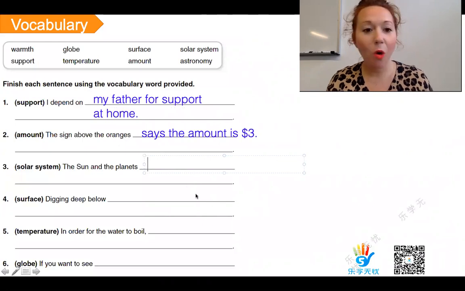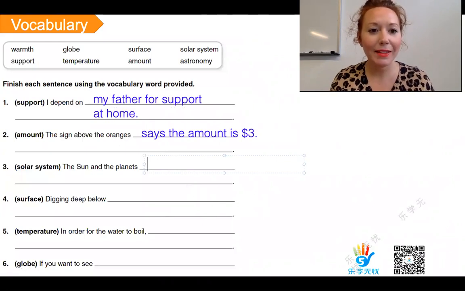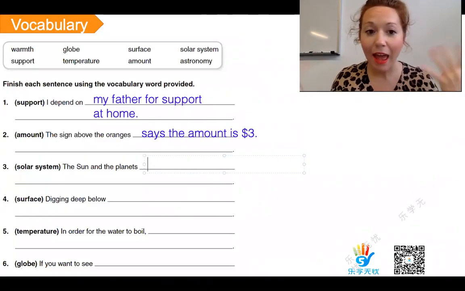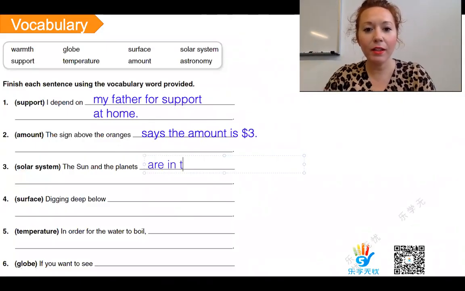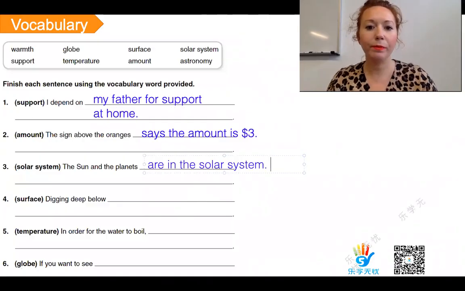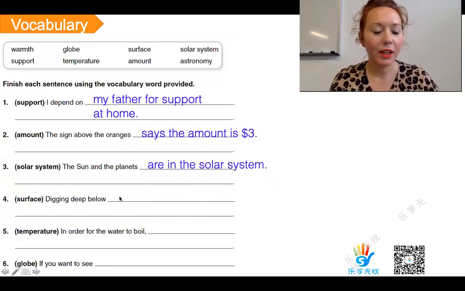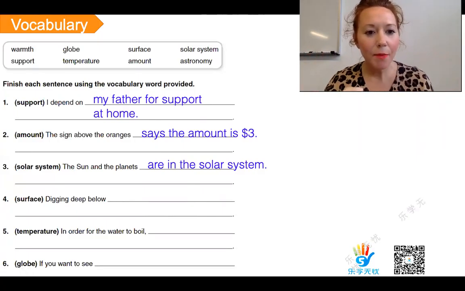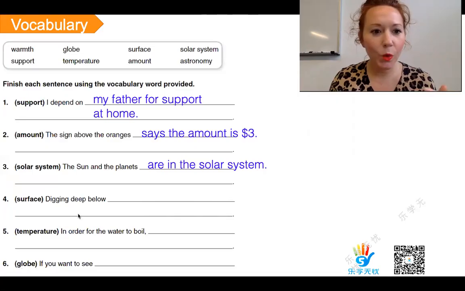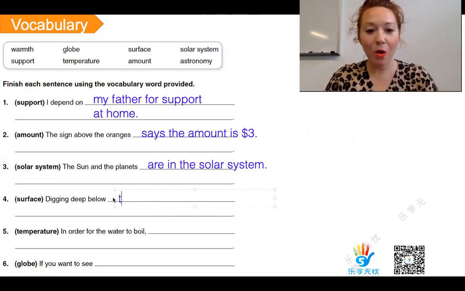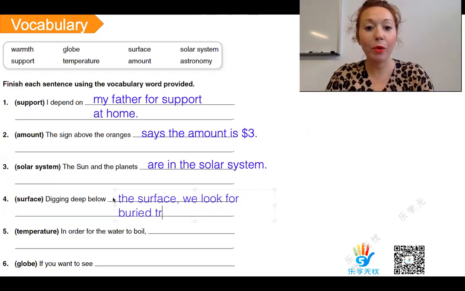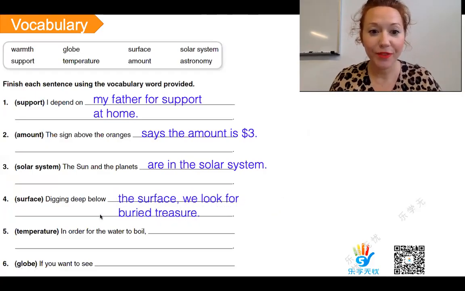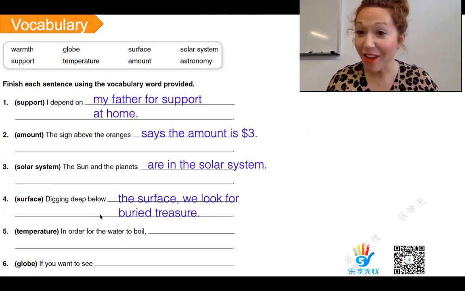Solar system. So the sun and the planets. Okay. The sun and the planets are in the solar system. Number 4. Now we have surface. Digging deep below. Digging deep below the surface, we look for buried treasure. Ooh, would you like to go looking for buried treasure beyond the surface?